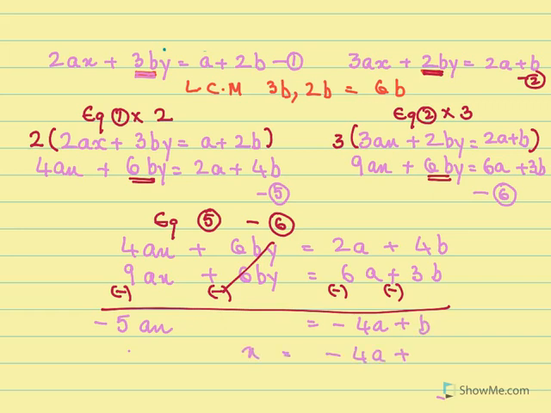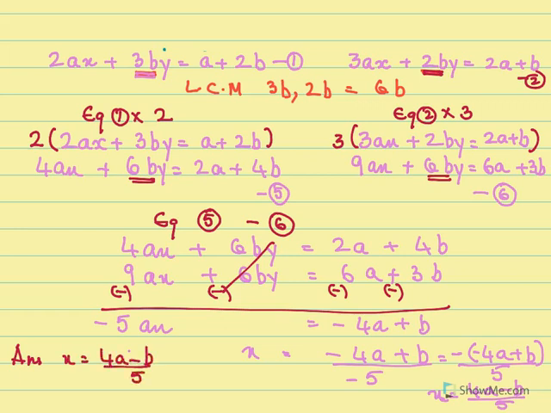So my x will be minus 4a plus b over minus 5. If I take the minus on the top, I'll get 4a, this is minus 4a plus b over 5. So my x will become 4a minus b over 5. So my answers here, I've done the sum differently. To find x, which was 4a minus b over 5, I equated for y. And to find y, which is 4b minus a over 5, I equated for x.